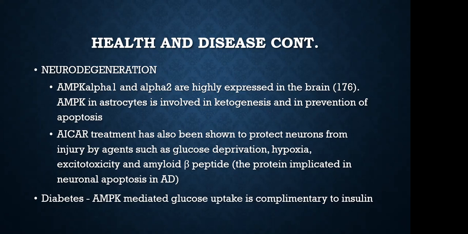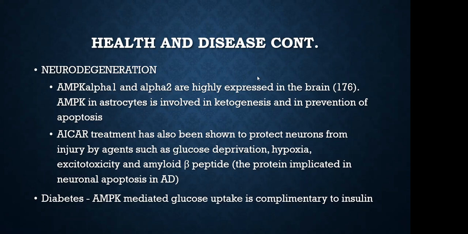AICAR treatment has been shown to protect neurons from injury by agents like glucose deprivation, hypoxia, excitotoxicity, like different heavy metals and chemicals, and also amyloid beta peptide, which is a peptide connected to neuronal apoptosis and Alzheimer's disease.